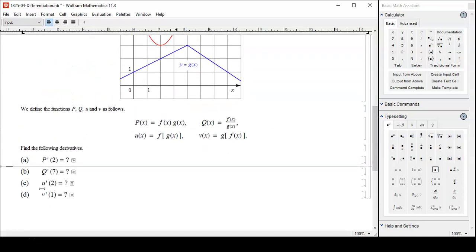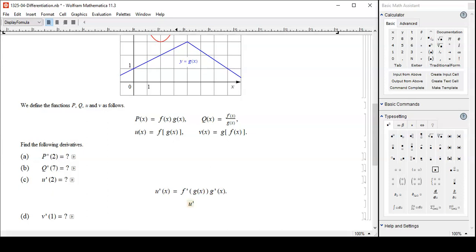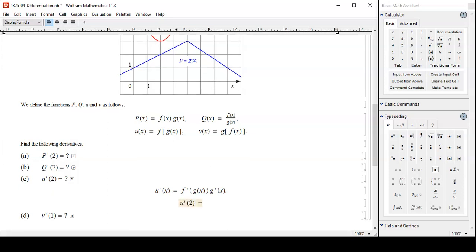Now let's go to the chain rule here. U prime of 2. How do you handle that? Well, there you go. U prime of x is f prime of g of x, inside stays the same, times g prime of x. Therefore, u prime of 2 is f prime of g of 2 times g prime of 2.